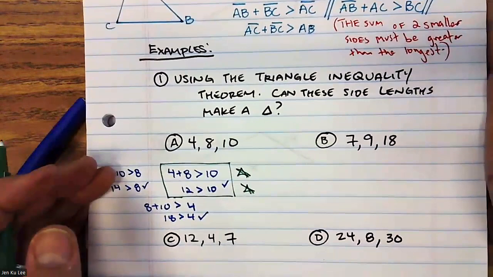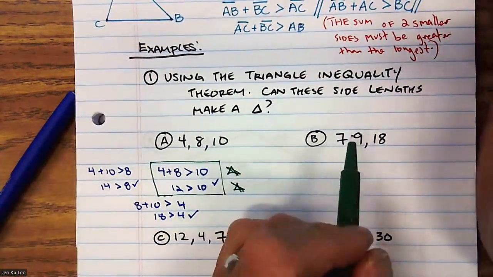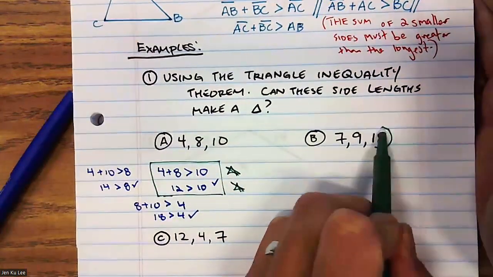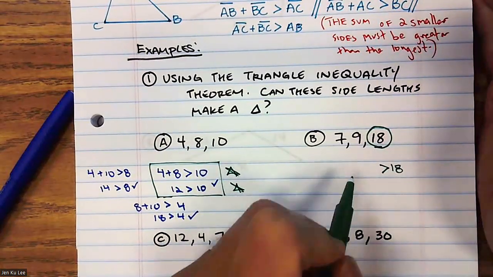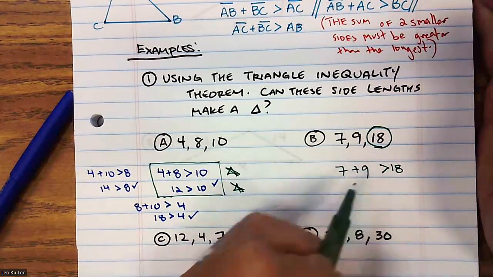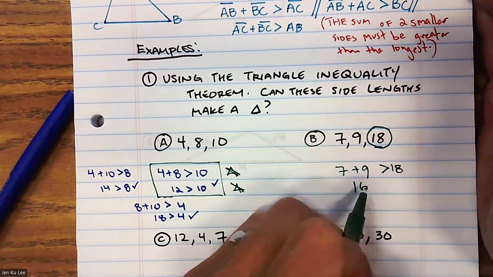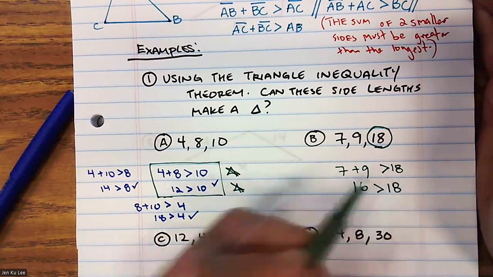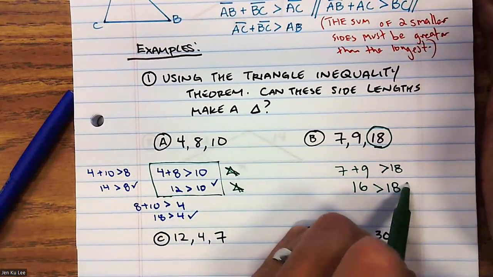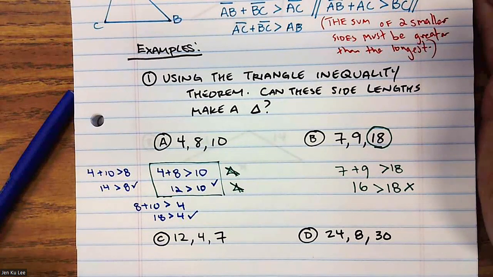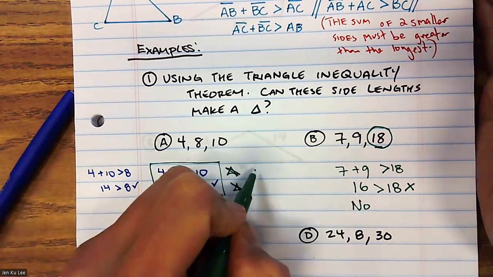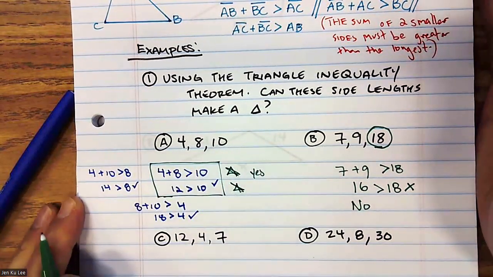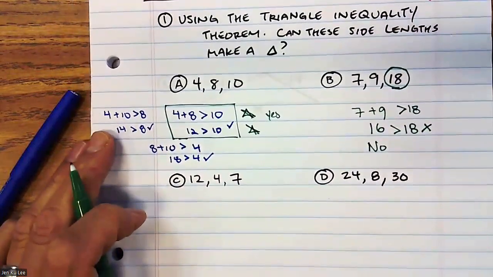So for part B, my longest side is 18. So the sum of the other two must be greater than 18. 7 plus 9, what is 7 plus 9? That is 16. Is that greater? 16 is not greater than 18. So this is a no. A was a yes. B was a no.